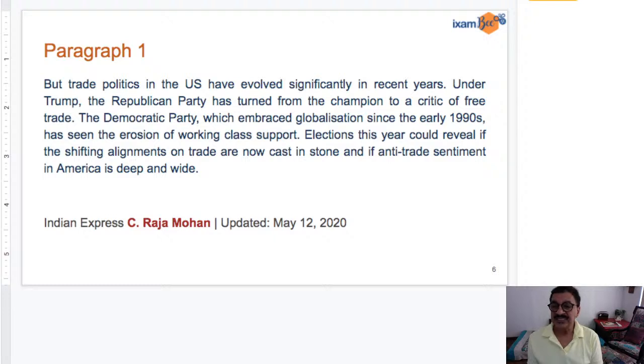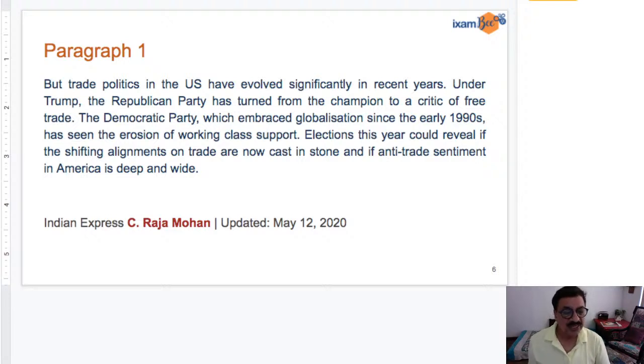But trade politics in the US have evolved significantly in recent years. Under Trump, the Republican Party has turned from the champion to a critic of free trade. The Democratic Party, which embraced globalization since the early 1990s, has seen the erosion of working class support. Elections this year could reveal if the shifting alignments on trade are now cast in stone and if anti-trade sentiment in America is deep and wide.